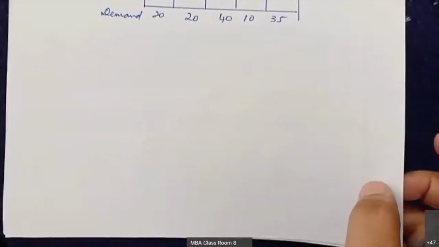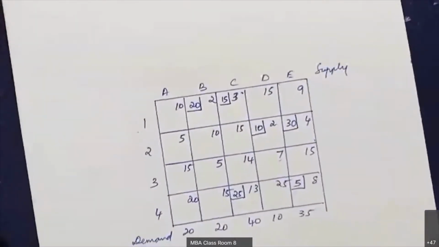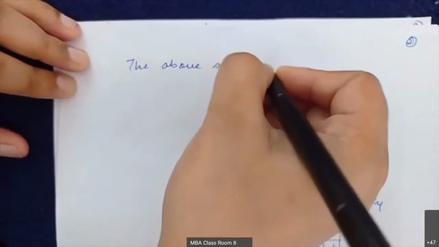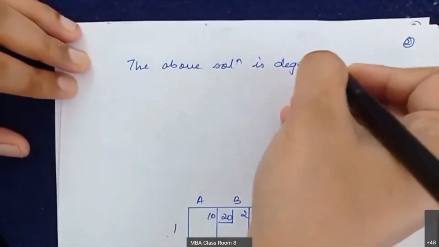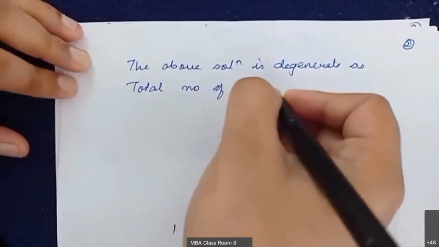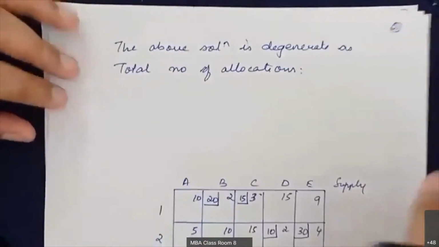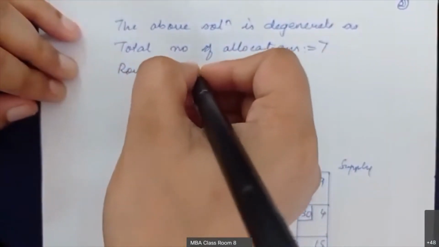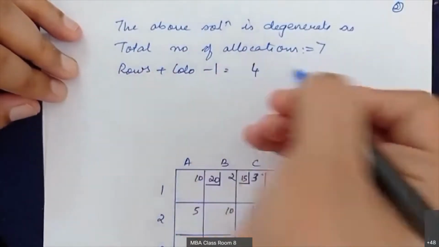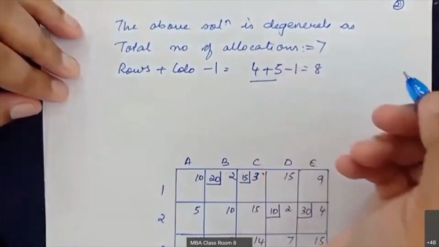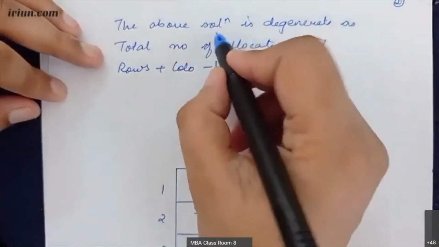So we'll just write: the above solution is degenerate as the total number of allocations, what was the total number of allocations? It was 7. And what is rows plus columns minus 1? We had 4 rows. How many columns do we have? 5 columns, minus 1. That is 4 plus 5 is 9, minus 1 we get 8. Since these two are not equal, we say that our solution is degenerate.